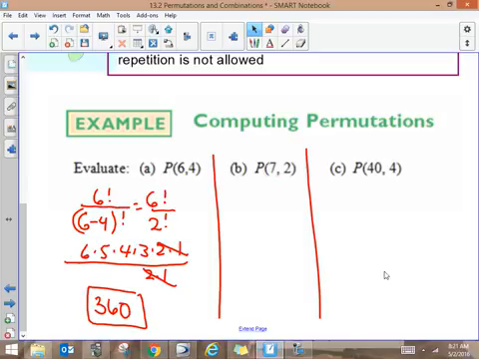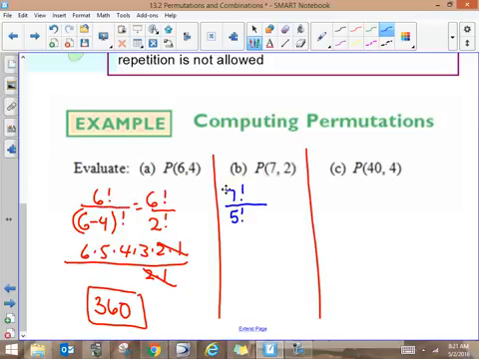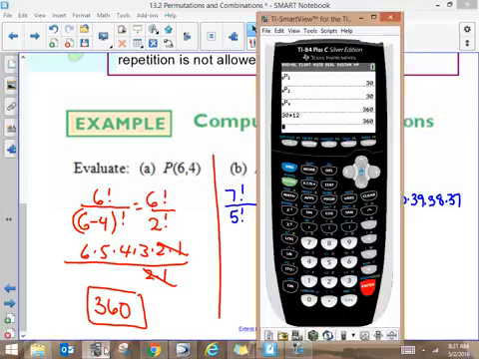Okay. All right, did you try 7-2? Honestly, you can almost do them as quick as, I know this is going to be 7 times 6, without putting them in your calculator. It's up to you. 40, and then 40 minus 4 is 36. So all I'm going to have left, the 36 on down is going to cancel, so I'm going to have 40 times 39 times 38 times 37. Okay, so you could do that too.